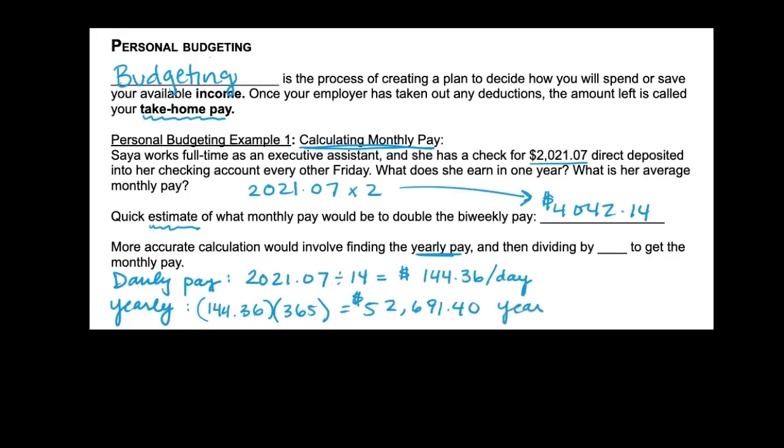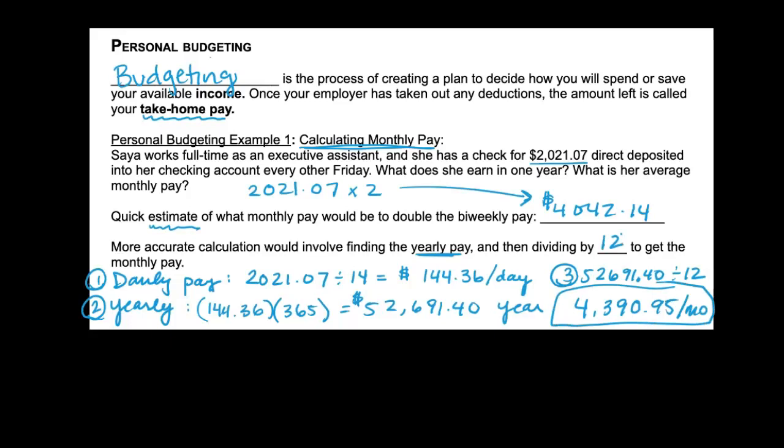So then the third step. I'm just going to number these. We did daily, yearly, and then the third step is to take that yearly amount, $52,691.40, and divide it by the number of months, because we're looking for her monthly pay, so we divide by 12. If we divide by 12, we end up getting $4,390.95 per month. I'll just fill in the blank here: we divided by 12 to get the monthly pay. Notice that this is similar to the estimate we found above, but it's actually a little bit more since this is a more accurate calculation.